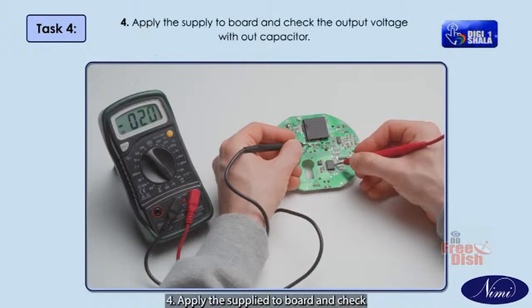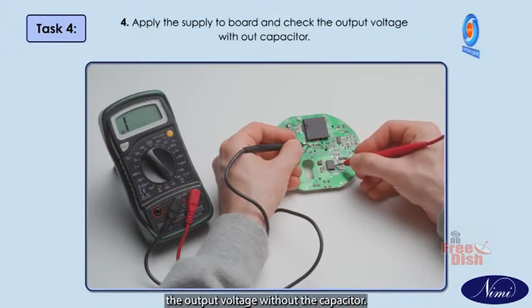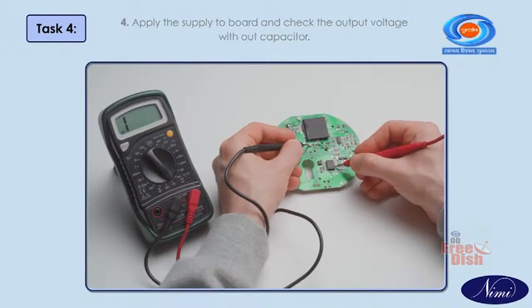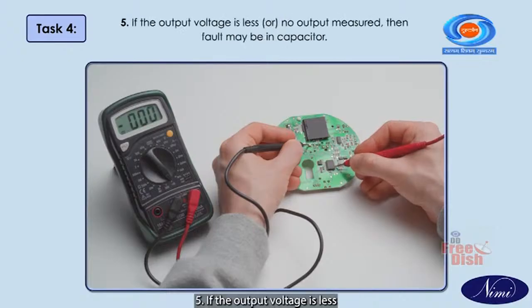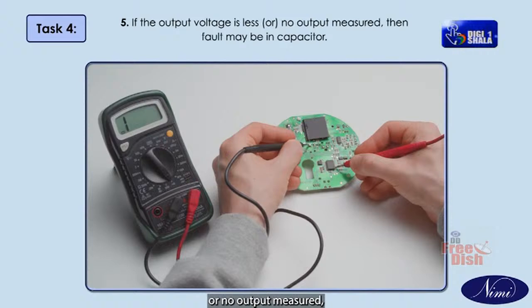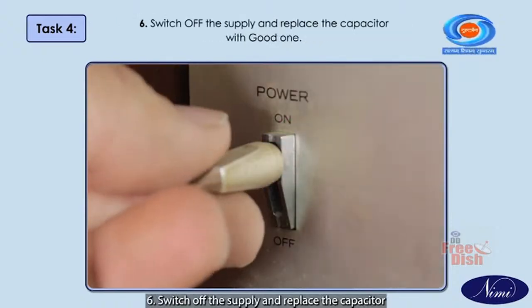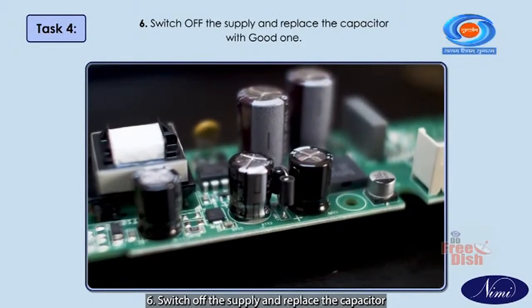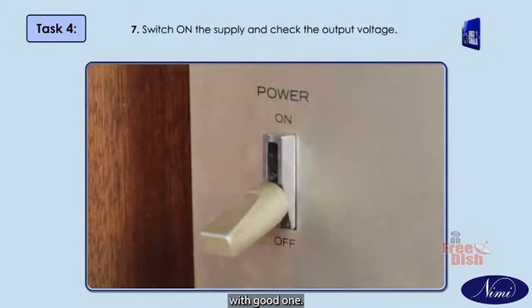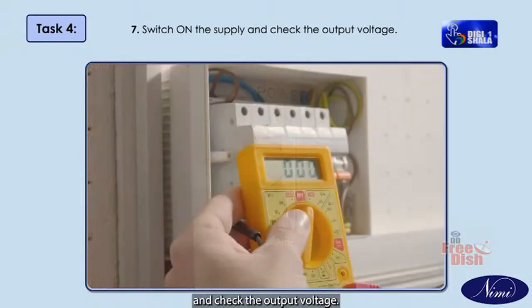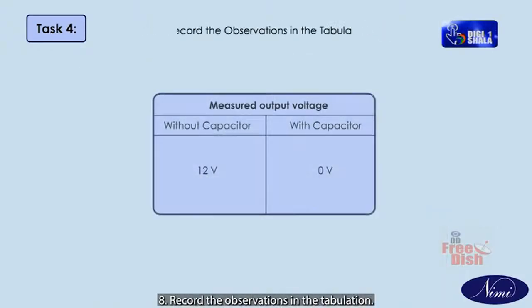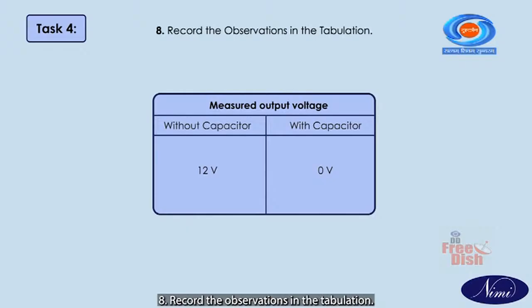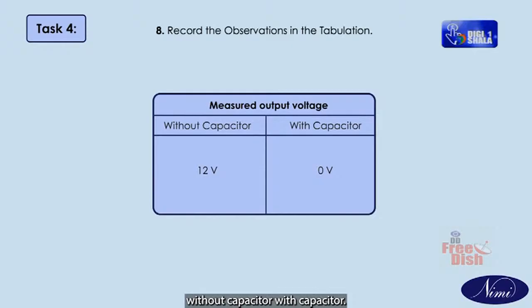Apply the supply to the board and check the output voltage without the capacitor. If the output voltage is less or no output is measured, then the fault may be in the capacitor. Switch off the supply and replace the capacitor with a good one. Switch on the supply and check the output voltage. Record the observations in the tabulation: measured output voltage without capacitor, with capacitor.